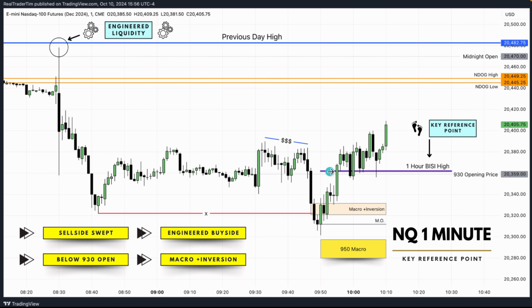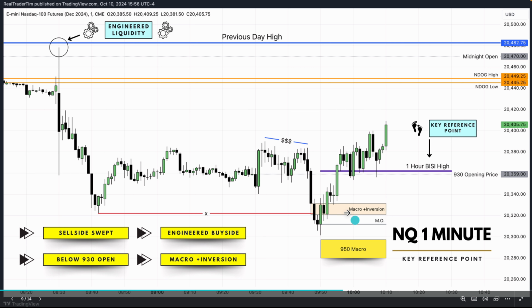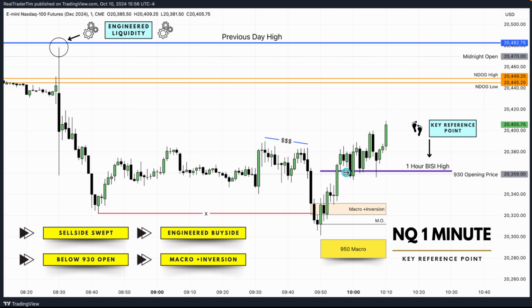So you can see that during this macro window, the algorithm is referring to this higher time frame key reference point. So you're seeing the footprints of a reversal. And then also after the reversal occurs, you're seeing what price is respecting, right? In terms of support here. And you're utilizing your hourly fair value gap high.